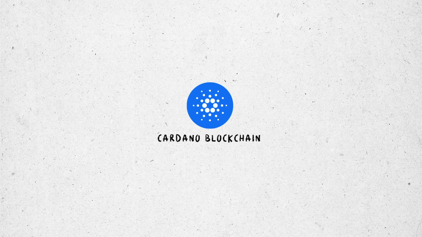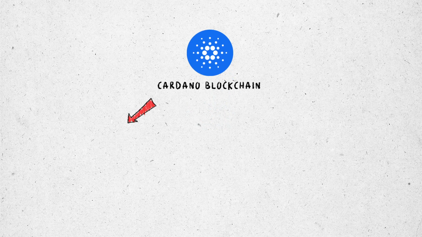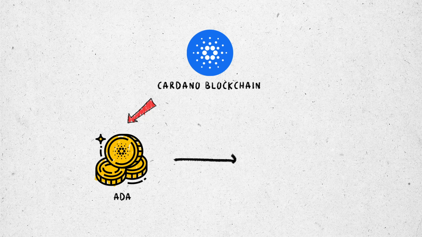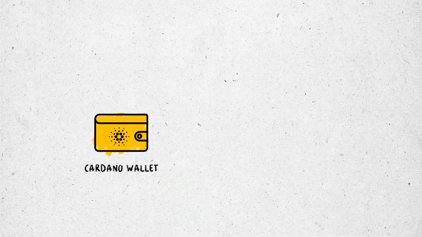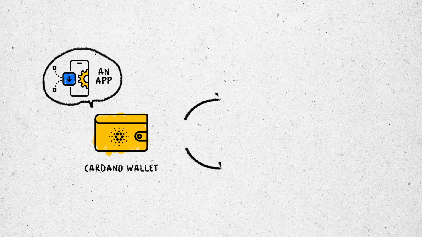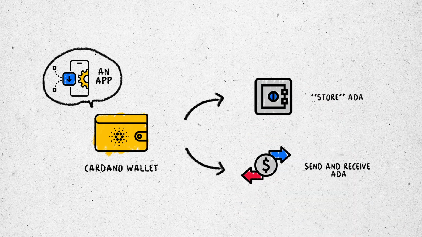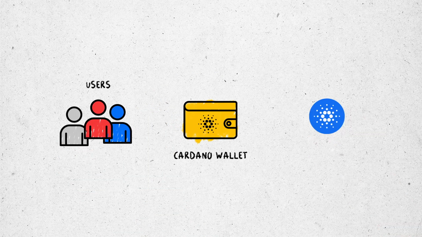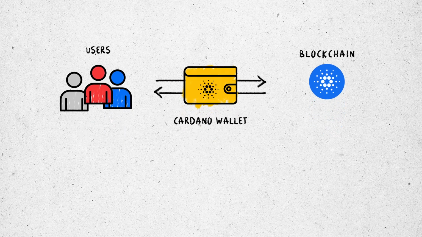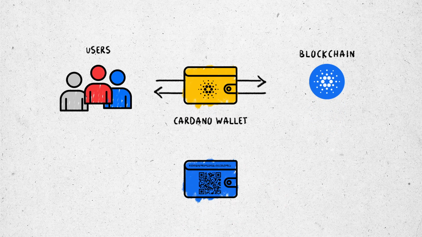Cardano is a blockchain platform which utilizes a native cryptocurrency called ADA. Similar to other cryptocurrencies, ADA is stored in a digital wallet. The Cardano wallet can be understood as a software application that allows you to store, send, and receive ADA. In other words, a digital wallet is a means for users to interact with the blockchain. Our relationship with the blockchain is, technically, established through an address generated by the wallet.